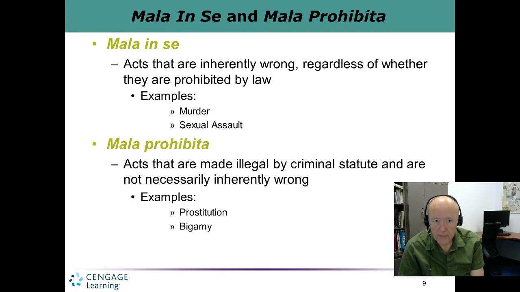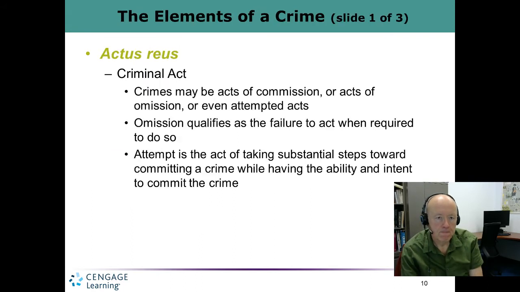Still an illegal act. Now again, not an exclusive category. Most mala in se acts are going to be felonies, very often serious felonies. Mala prohibita tend to be less serious, more minor felonies or misdemeanors. So mala in se, mala prohibita.